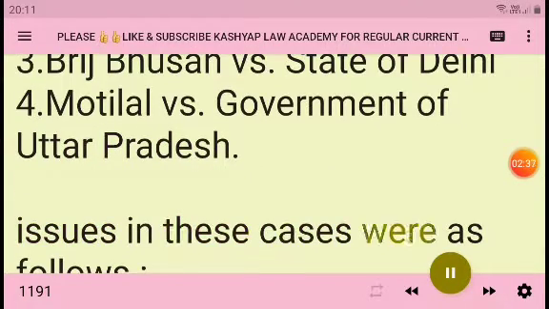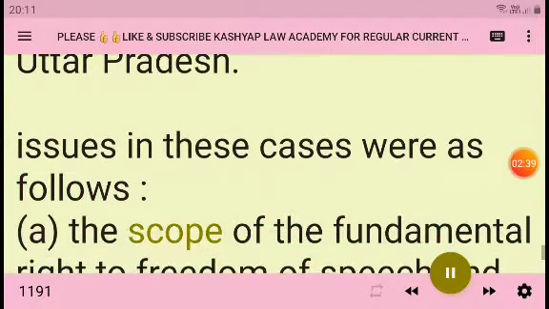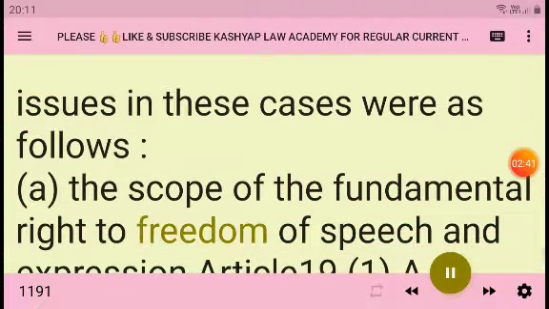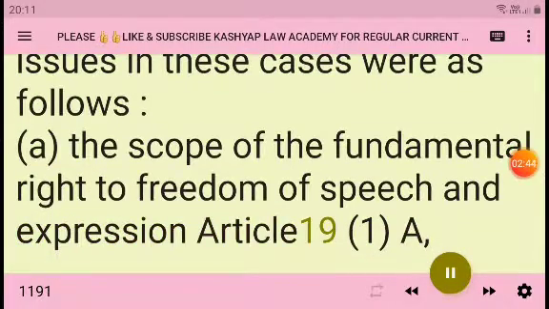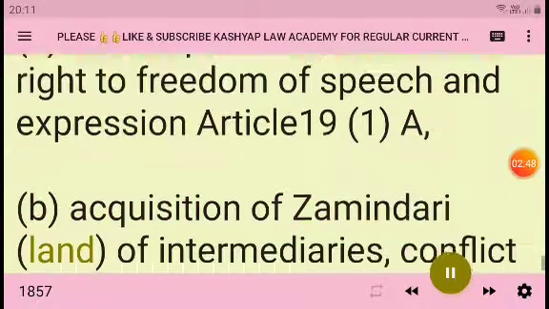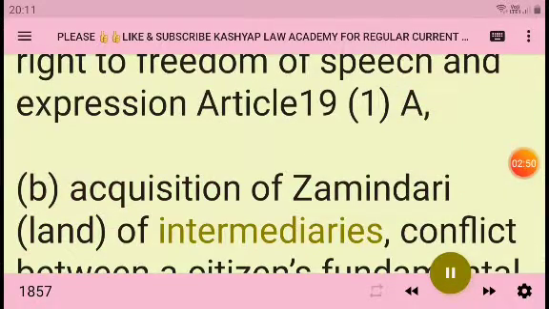The issues in these cases were as follows. A. The scope of the fundamental right to freedom of speech and expression, Article 19(1)(a). B. Acquisition of zamindari land of intermediaries.